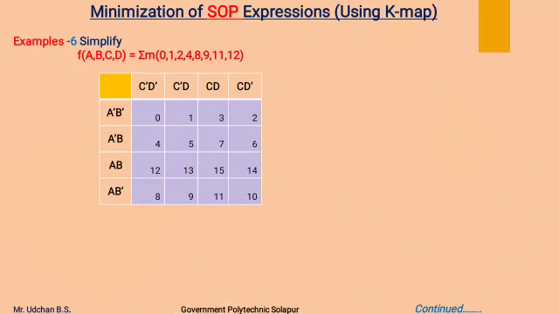Now we will solve the next example. Now here the given equation is, we will enter the ones for the respective min terms: 0, 1, 2, 4, 8, 9, 11 and 12, and for remaining we are going to enter zeros.